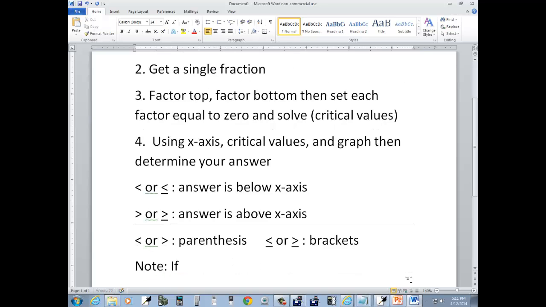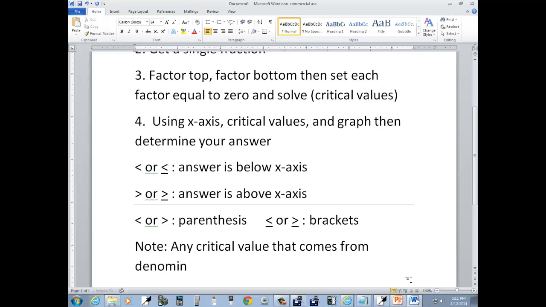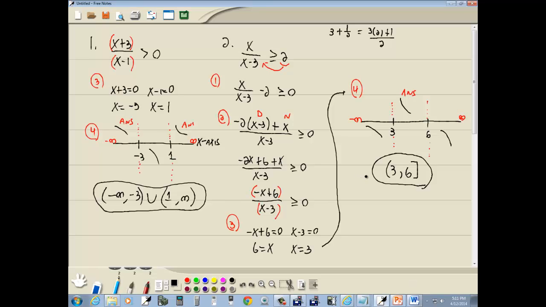Note, any critical value that comes from the denominator always has a parentheses on it. Think where that 3 came from. The 3 came from the denominator, didn't it? And if I were to plug 3 back in, 3 minus 3 is 0. We'd have 0 in the denominator. We can't have that. So again, any critical value that comes from the denominator always has a parentheses on it.